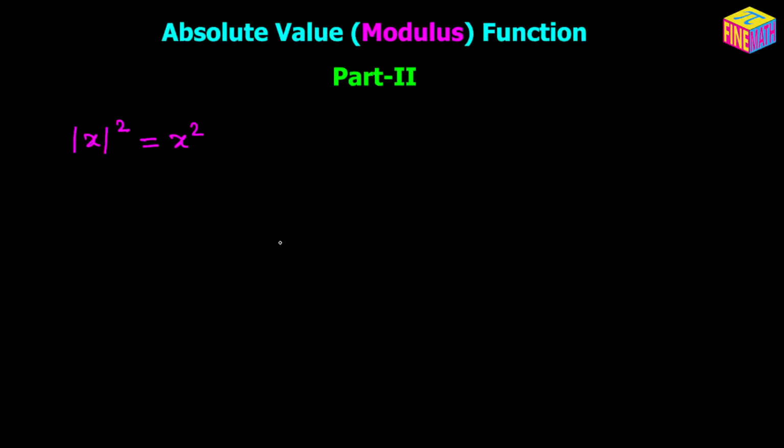Here in this second part, I'm going to begin with one very important property, which is like this. It says modulus of x whole squared is equal to x squared. And let's see how we can prove it. So here we are going to take a couple of cases.